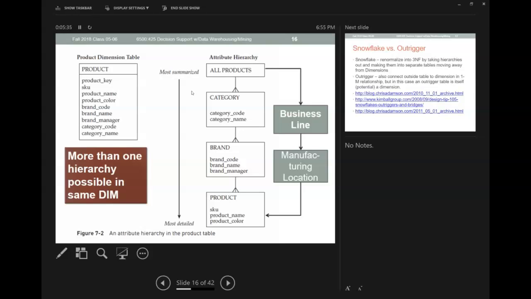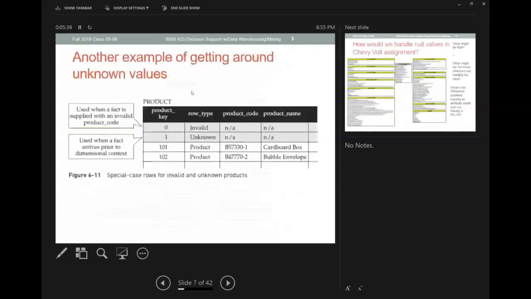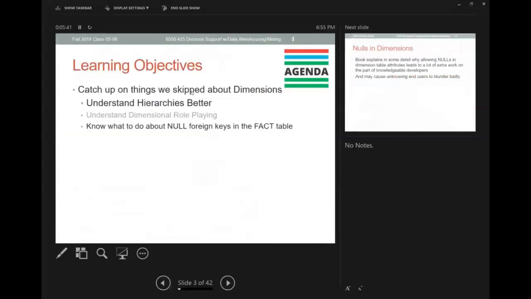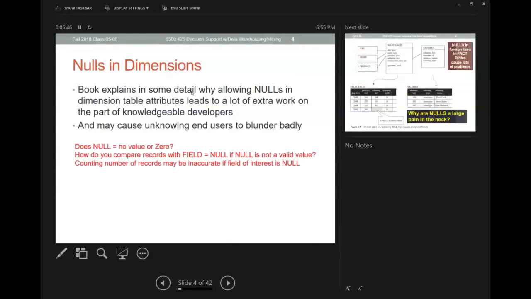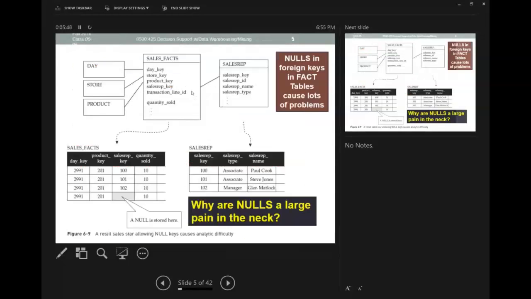Those are some nuances about hierarchies. All right, I'm going to go back to what I was going to say then about the null key for this. So what is the problem with nulls in our table here if we have a null key?